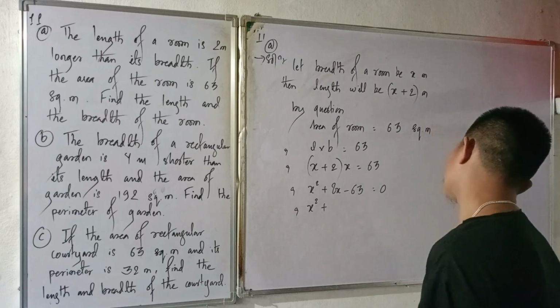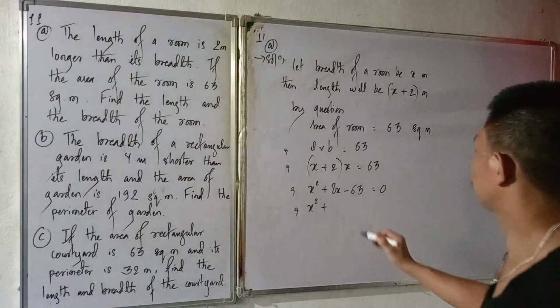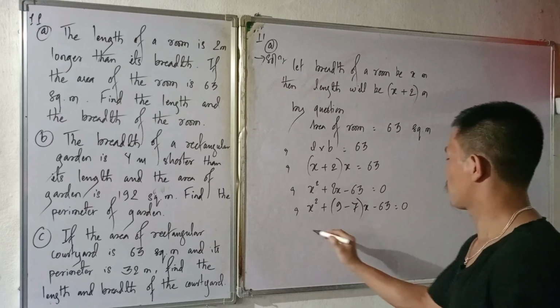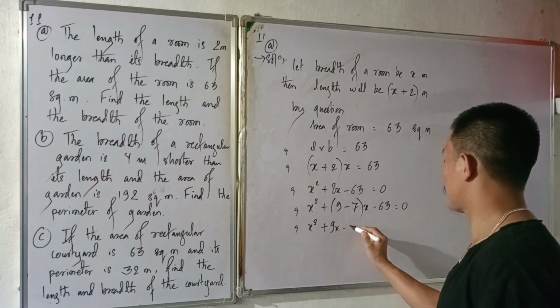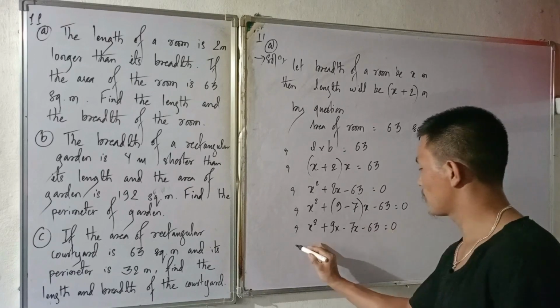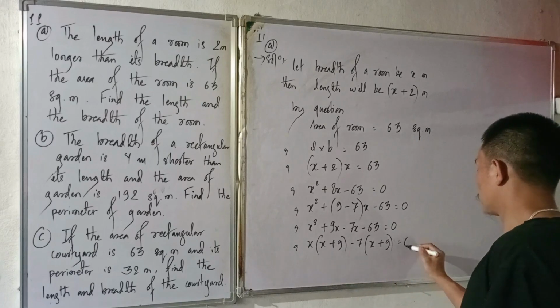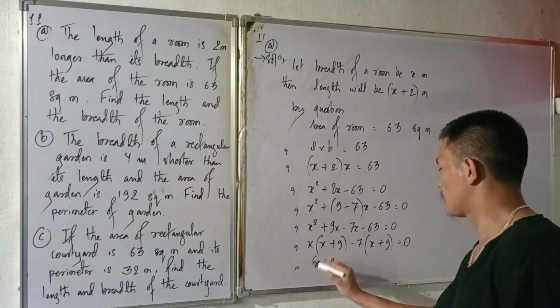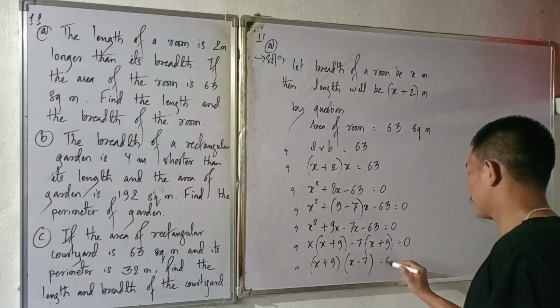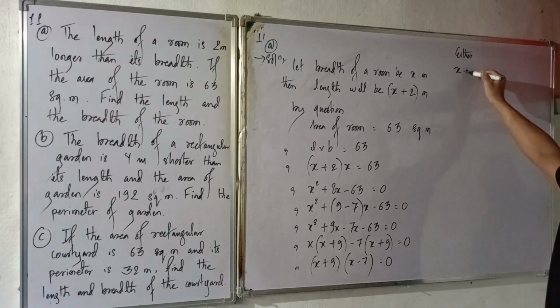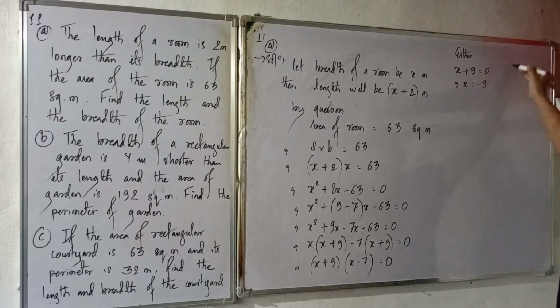x square plus, 9 sevens are 63, 9 minus 7 is 2, or x square plus 9x minus 7x minus 63 equals 0, or x into (x plus 9) minus 7 into (x plus 9) equals 0, or (x plus 9) into (x minus 7) equals 0. Now either x plus 9 equals 0, or x equals minus 9, or x minus 7 equals 0, or x equals 7.